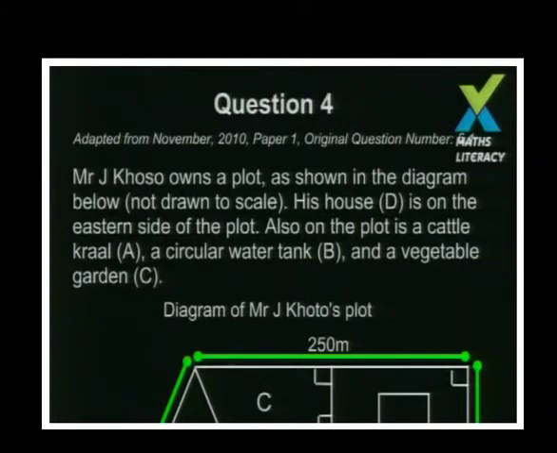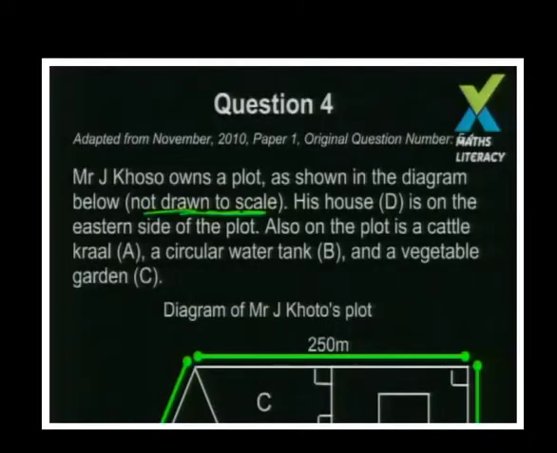Mr. J. Kozo owns a plot, as shown in the diagram below, not drawn to scale. Now, I want to draw your attention to this, please. Not drawn to scale. In other words, if you see a distance that long and another distance that long, just because this looks half that distance, you can't say because they tell me this is 2, I'm going to presume that's 4. Okay? You may not do that because the question tells you the diagram has not been drawn to scale. So his house, D, is on the eastern side of the plot.